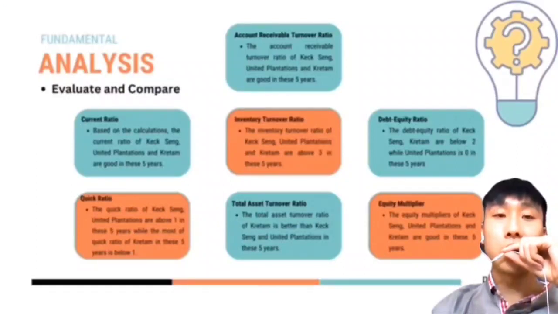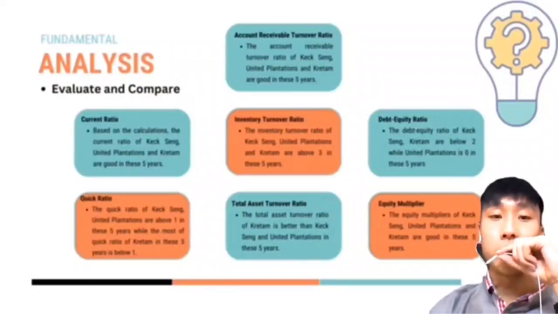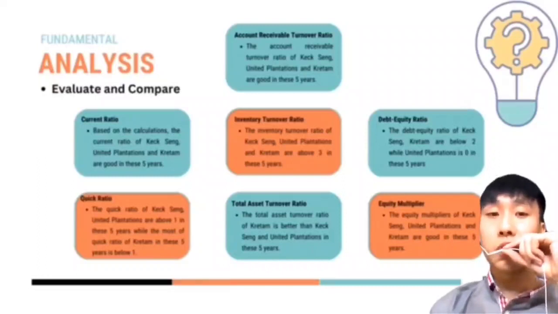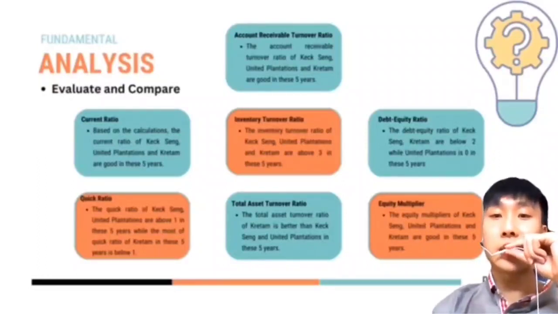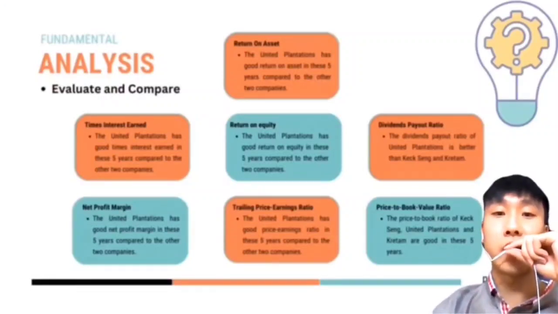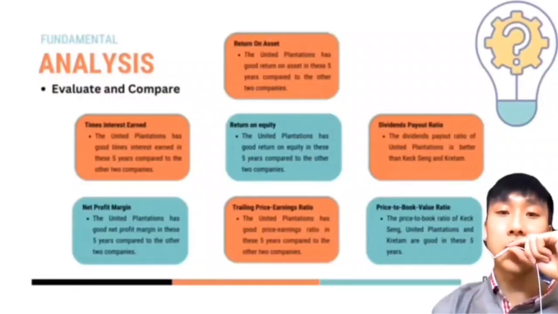For the total asset turnover ratio, that of Kretam is better than Bwfn and United Plantation in these five years. For the debt equity ratio, Bwfn and Kretam are good compared to United Plantation. For the equity multiplier, Bwfn, United Plantation, and Kretam are good. For the times interest earned, both Bwfn and Kretam have good times interest earned, except that they were negative in one of the 5 years. So United Plantation is good compared to Bwfn and Kretam.